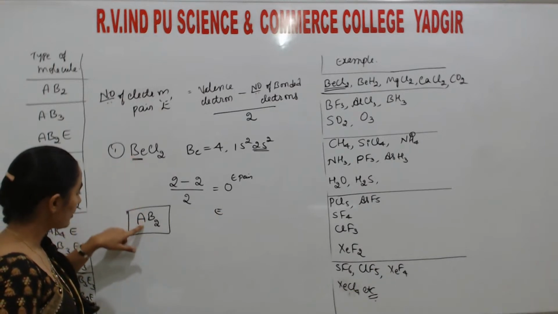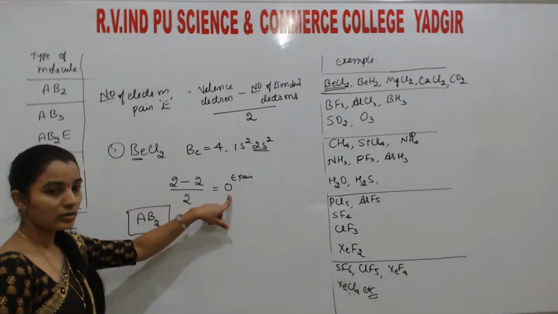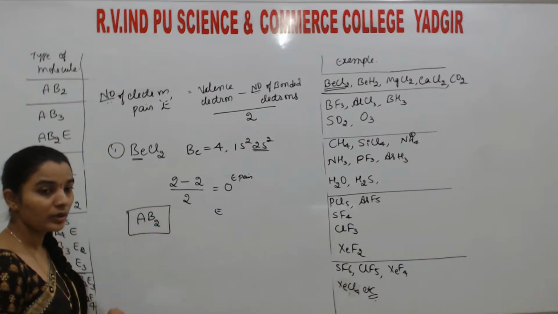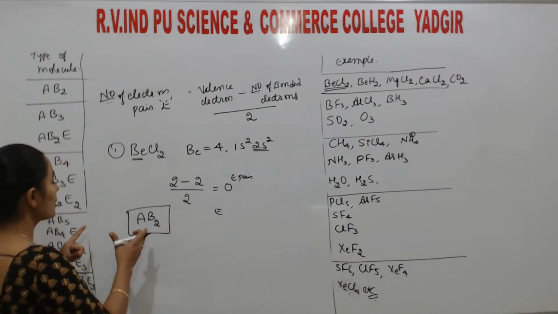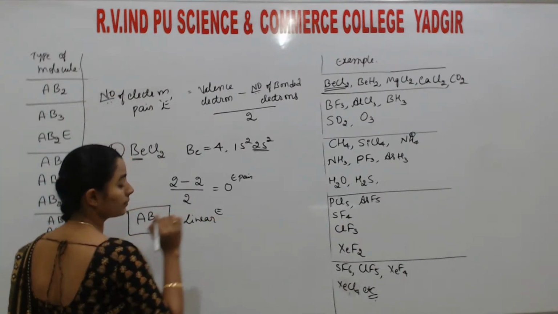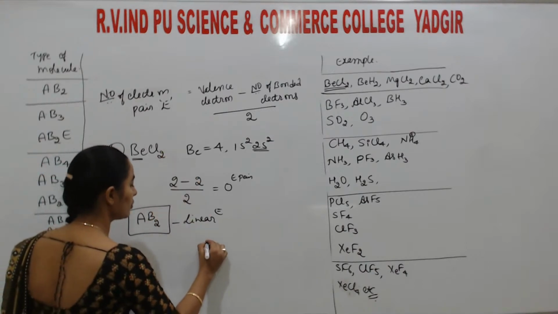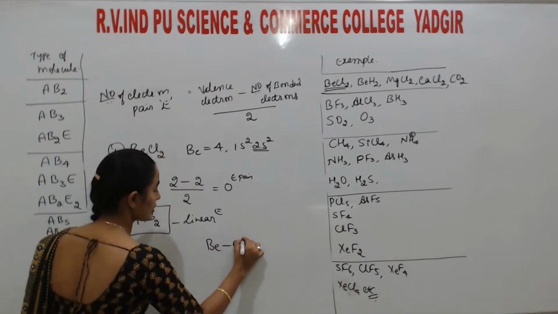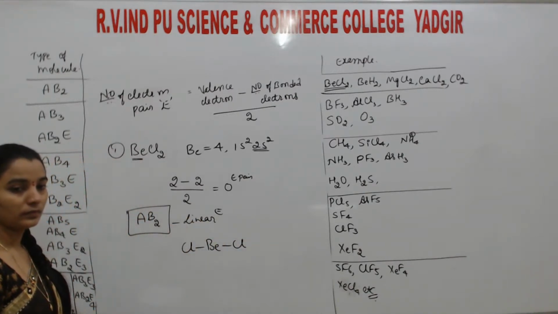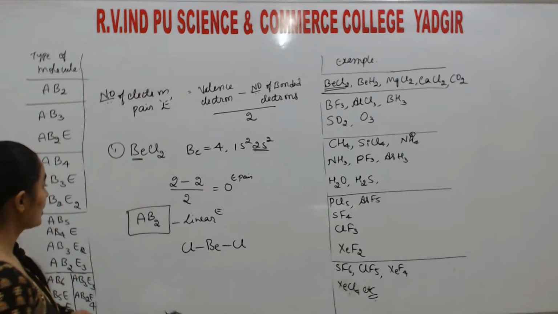The central metal atom is A, the bonded atoms are B. Here, how many electron pairs you get, that is E. Here 0 electron pairs means the type of the molecule is AB2. So what is the shape of the AB2 molecule? I wrote here, that is linear. Okay, then this BeCl2 is in linear shape. Understand? Okay. So next.